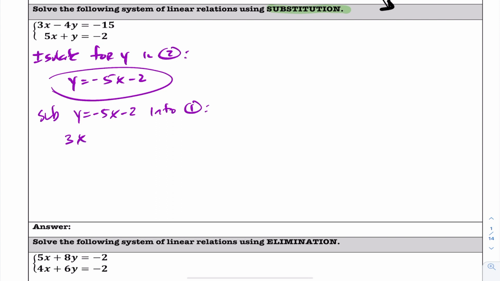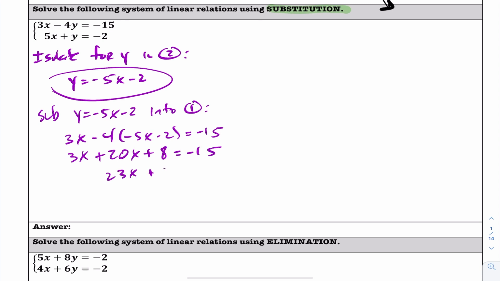So you end up getting 3x minus 4. Get rid of the y and put negative 5x minus 2. And then I can go ahead and distribute that negative 4, in which case I get 20x plus 8 is negative 15. 23x plus 8 is negative 15. 23x equals negative 23. X equals minus 1. So I get my x value is minus 1.